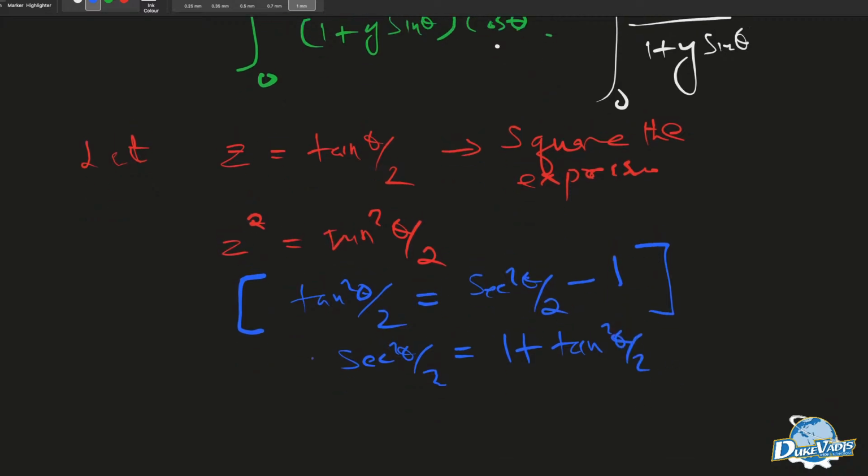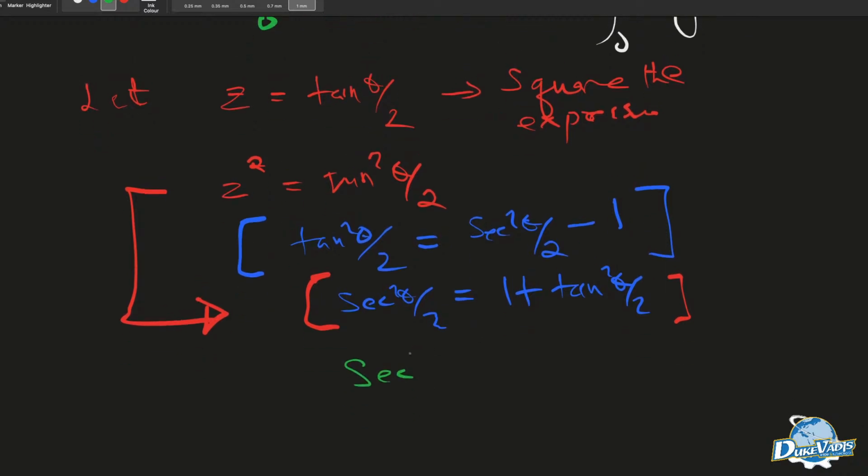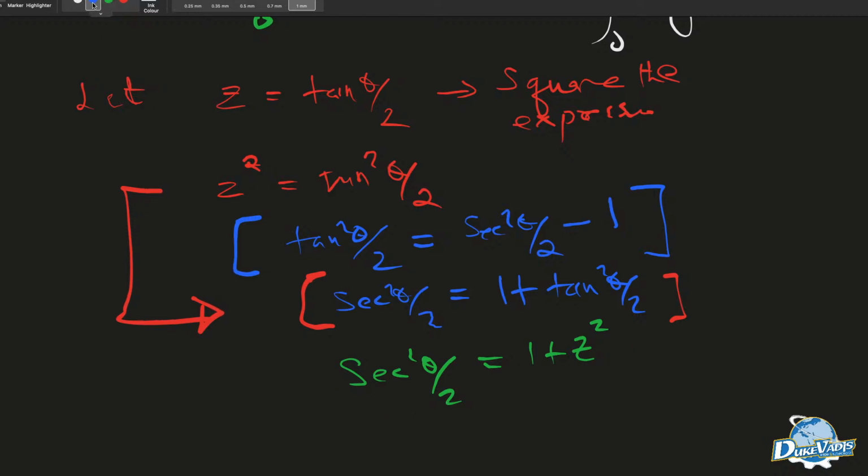Okay, so with this, we can substitute z into this equation. So therefore, our expression for sec squared theta over 2 will be equal to 1 plus z squared. Let's put this equation somewhere, because it's going to be useful somewhere along the line. So this, once again, will be useful to us.